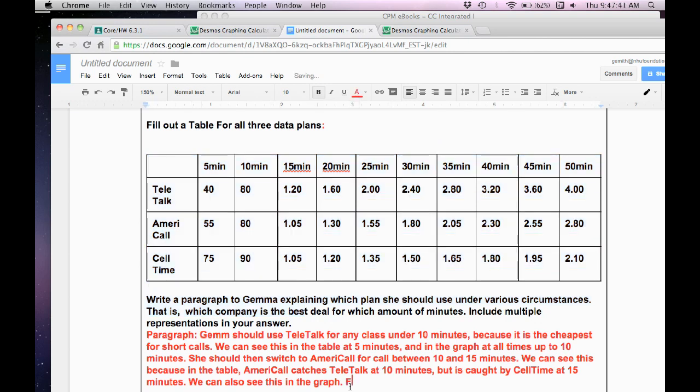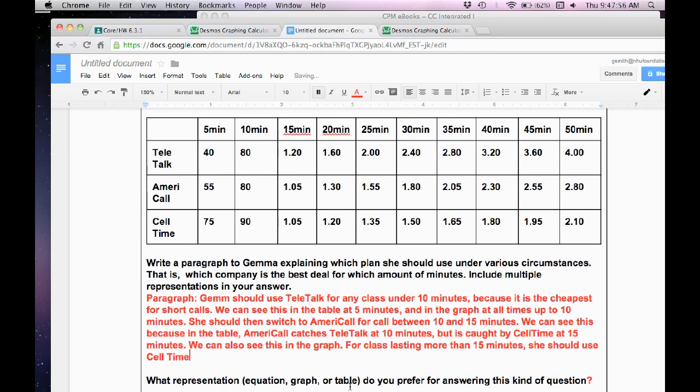Okay, for calls lasting more than 15 minutes, she should use cell time because it has the lowest per minute cost.